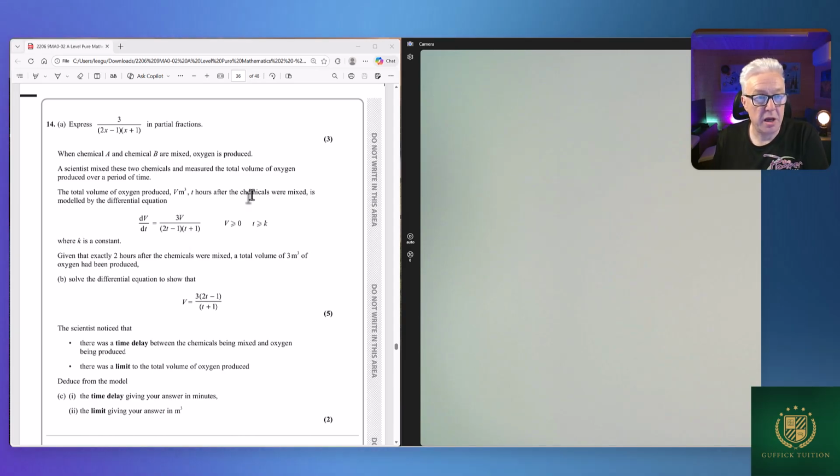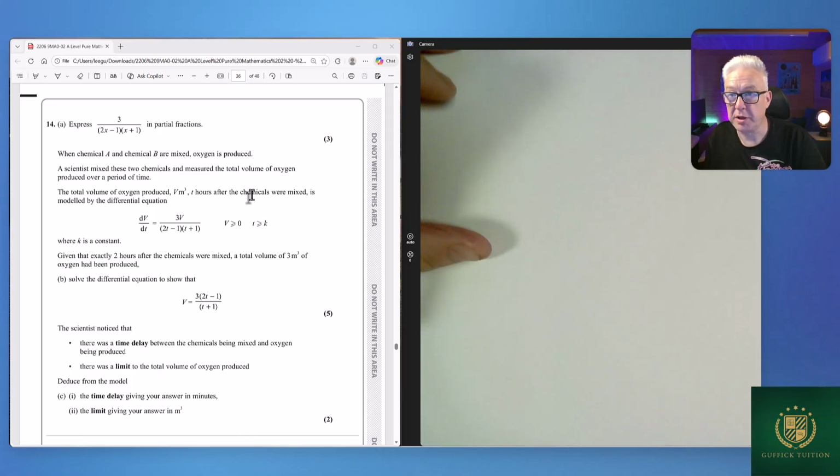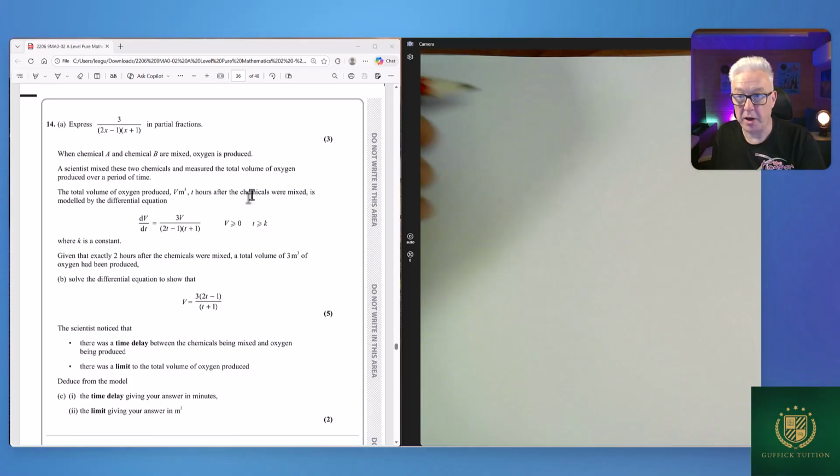Hello everyone, this is question 14 and it's a differential equation question. So it says express 3 over (2x minus 1)(x add 1) in partial fractions. Okay, so just a nice little intro to the question, a little bit of partial fractions.